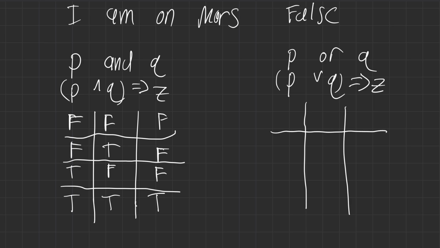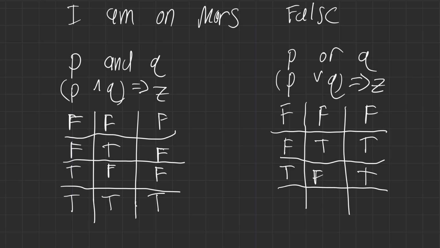So of course, you can see that P is matching up here, Q is going there, and Z is going in the last column. So we have P or Q. If P and Q are both false, Z is false. Let's say that if P is false but Q is true, then the statement is true. And if P is true and Q is false, Z is also true. And finally, if both statements are true, Z is obviously true. So this is the basic truth table.